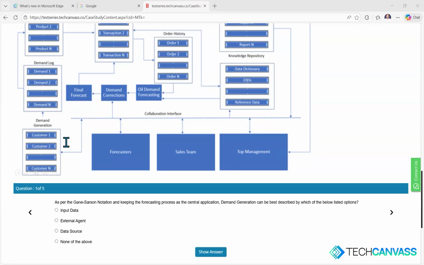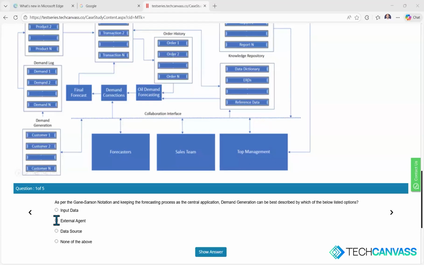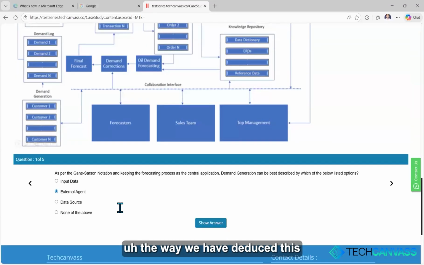Does it look like that? One side open rectangle. No. What remains then in your option? External agent. External agent. The way we deduced this data source.